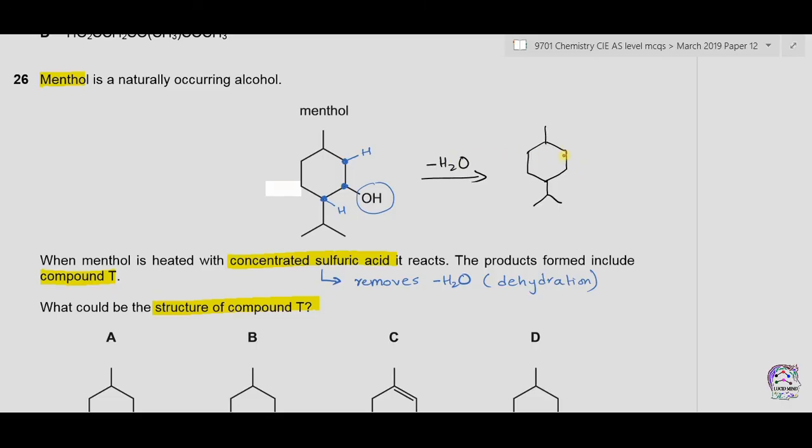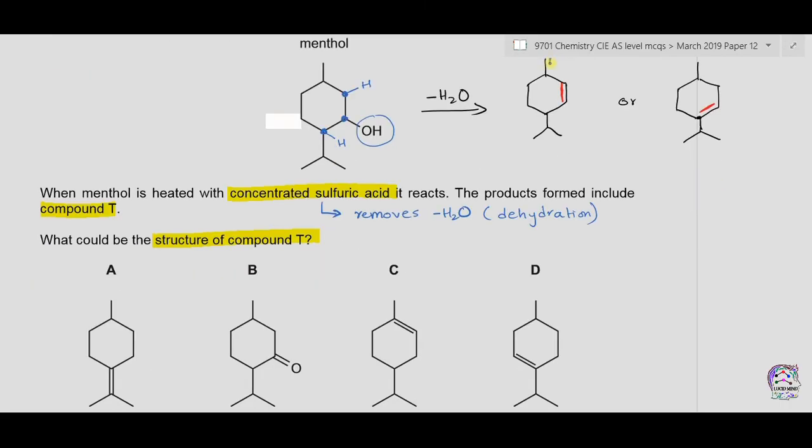Where hydrogen is removed from this carbon atom, so therefore the double bond will come between these 2 carbons. Or the second product will be like this, where hydrogen is removed from this carbon, so the double bond would come between these 2 carbon atoms.